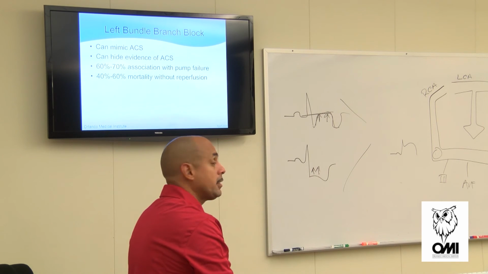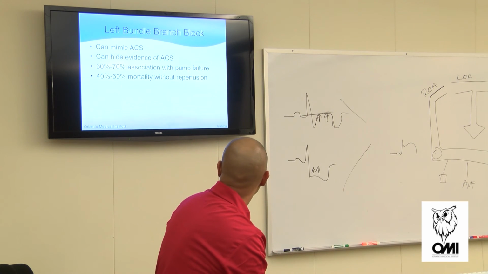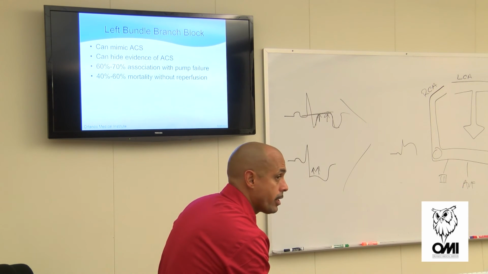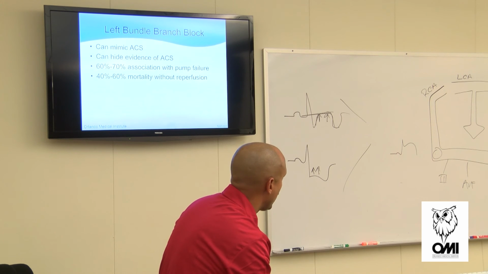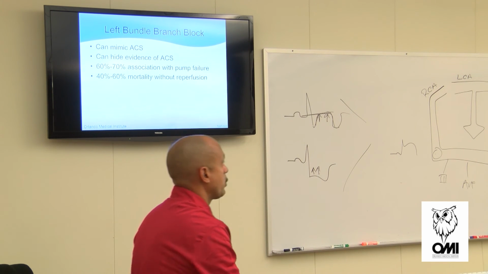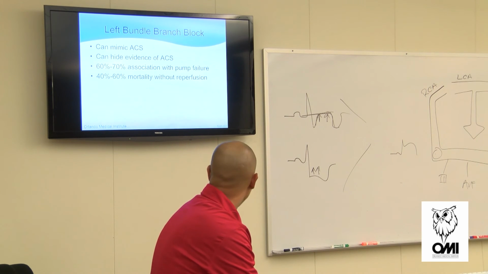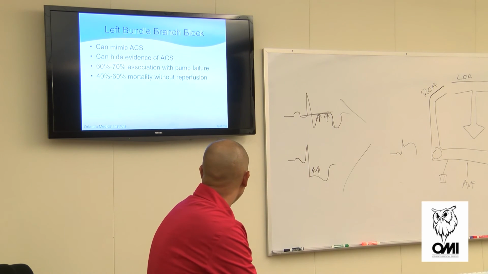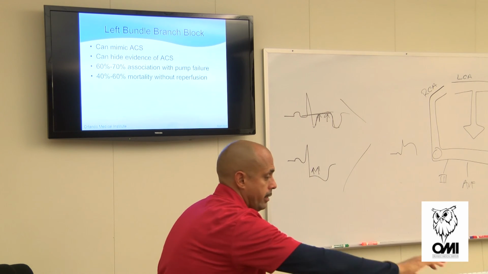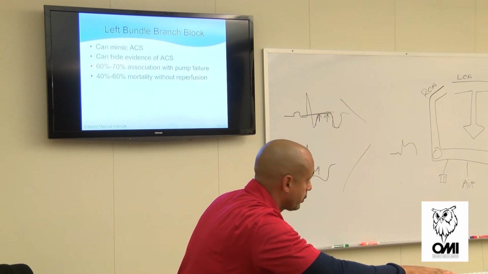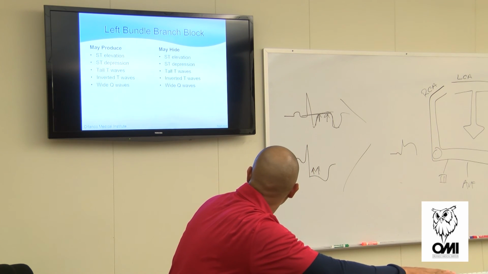So look at this. This is important right here. This is what I want you to take home. That left bundle branch can mimic acute coronary syndrome. Of those left bundle branch blocks that happen, 60 to 70% were associated with pump failure, and the mortality without perfusion is 40 to 60%. It's crazy. People with left bundle branch blocks will die.